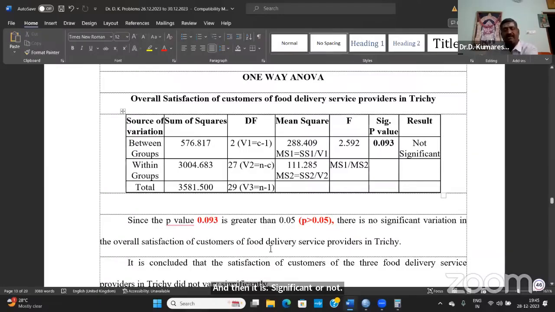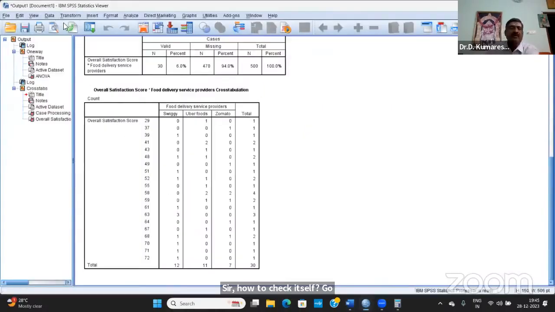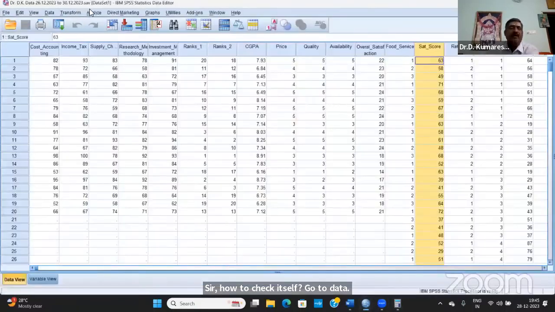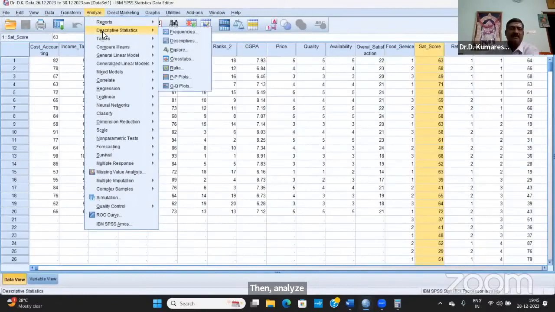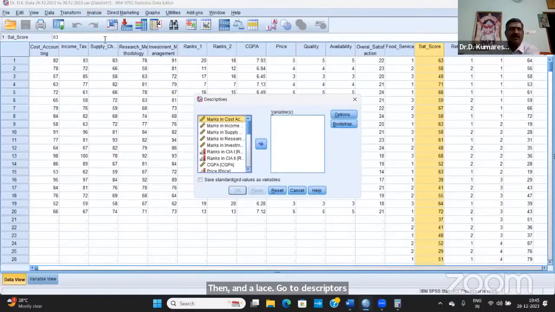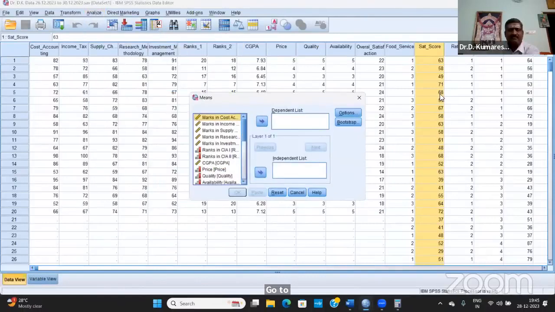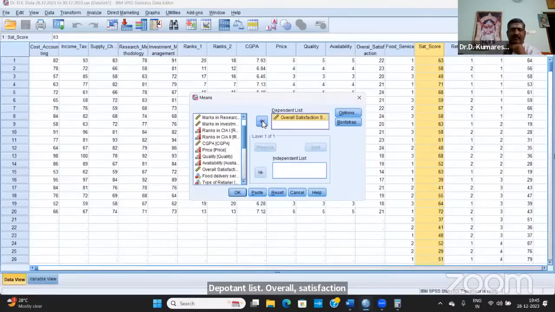Sir, how to check it, sir? Go to Data. Then Analyze. Go to Descriptives or go to Compare Means. Go to Compare Means. Dependent list: overall satisfaction score is the dependent list. What is the independent list? Service provider.